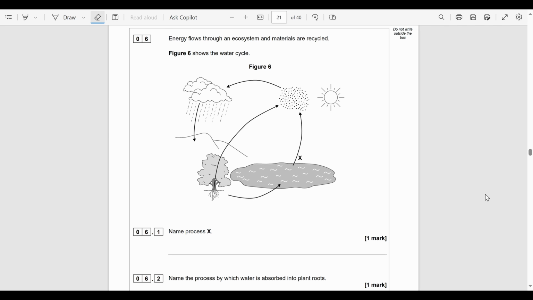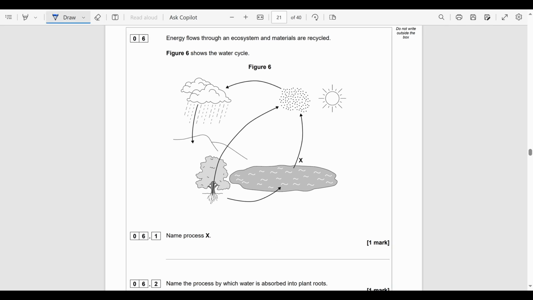This is part 2 of the walkthrough of the AQA GCSE Biology 2022 Higher Tier Paper 2. Question 6. Energy flows through an ecosystem and materials are recycled. Figure 6 shows the water cycle.